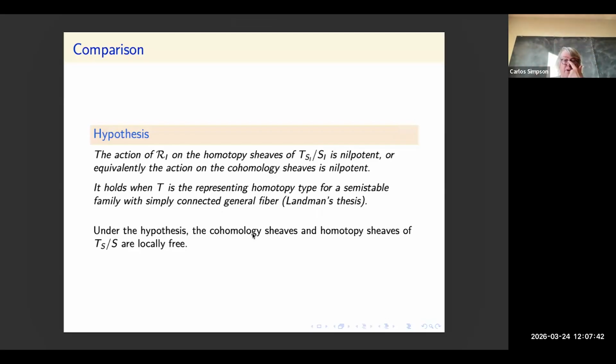Then, if we wanted to look at a general stacky situation over the base, we would make the hypothesis that the actions of the residues are nilpotent, and that's going to hold in the case where we have the representing homotopy type for a semi-stable family. Basically by Alan Landman's thesis. Phil Griffiths will remember that was my undergraduate project to read that. And there's a spectral sequence argument there, which basically shows the nilpotency of the monodromy action.